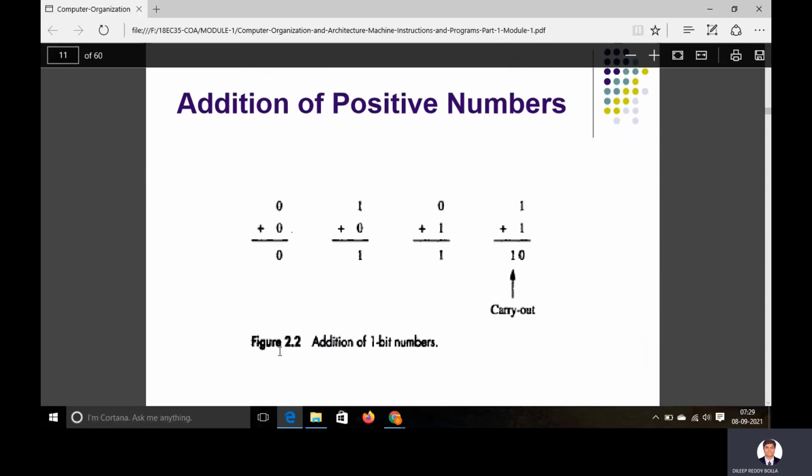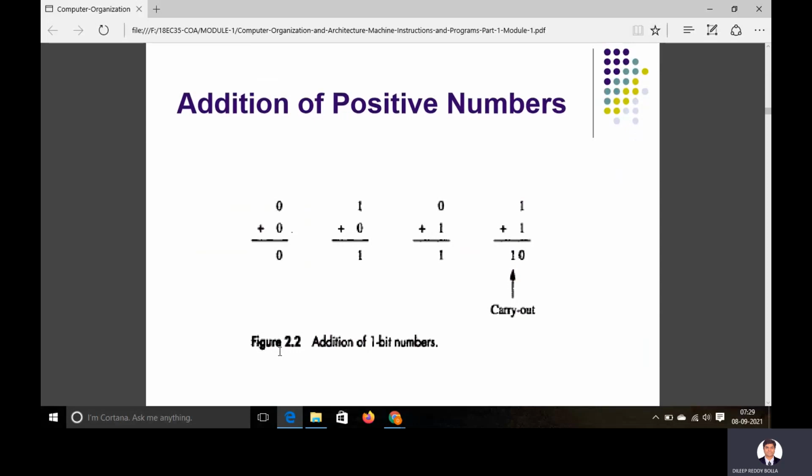Let us see one example of how to add positive numbers. We have two positive numbers. If you want to add, 0 plus 0 is 0. 0 and 1 is 1. 1 and 0 is 1. 1 plus 1 is 0, and the carry is 1, so the carry out is represented here. That's how we perform the addition of positive numbers. It's a pretty simple thing that we all know. We'll see that in detail in further sessions.